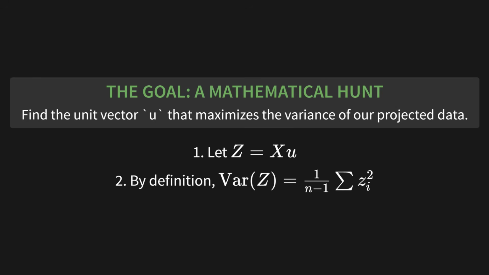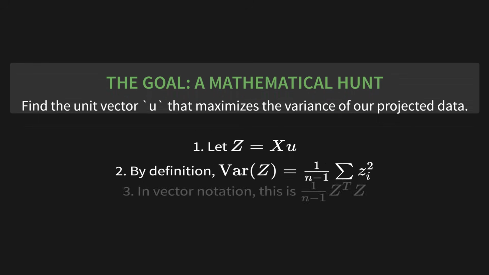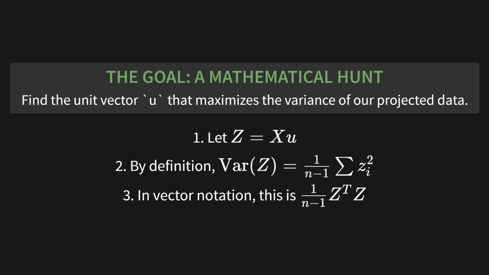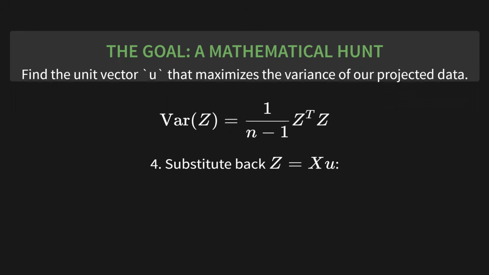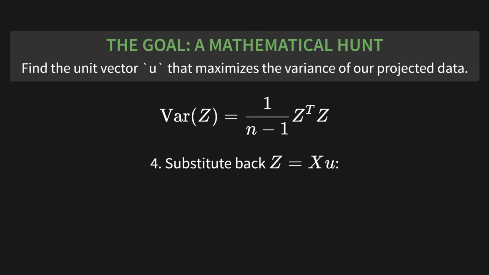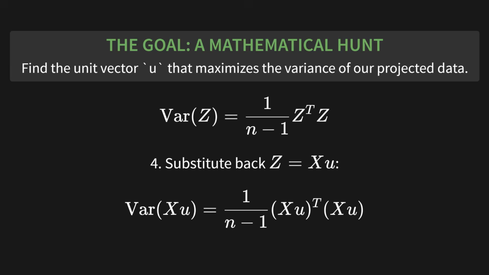For our centered data, the variance of z is just 1 over n minus 1 times the sum of the z_i squared values. Third, in vector notation, this sum of squares is much cleaner. It's just 1 over n minus 1 times z transpose z. You can see how we're simplifying things already. Now, for the key move, step 4, we substitute z equals Xu back into our equation. So, the variance of Xu is 1 over n minus 1 times the quantity Xu transpose times Xu.